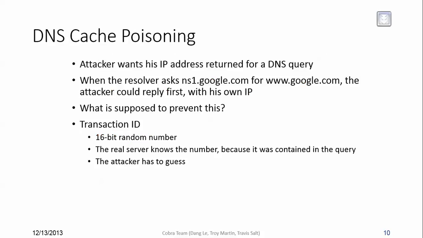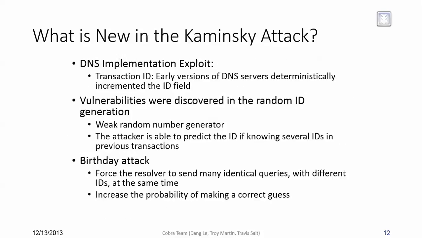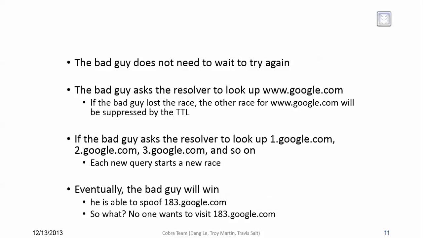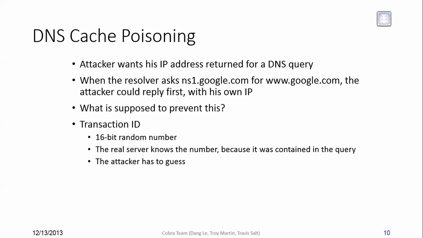In DNS cache poisoning, the attacker wants his IP address to be returned for a DNS query. For example, when you ask ns1.google.com, the name server for google.com, for www.google.com, the attacker could reply fast with his own IP.